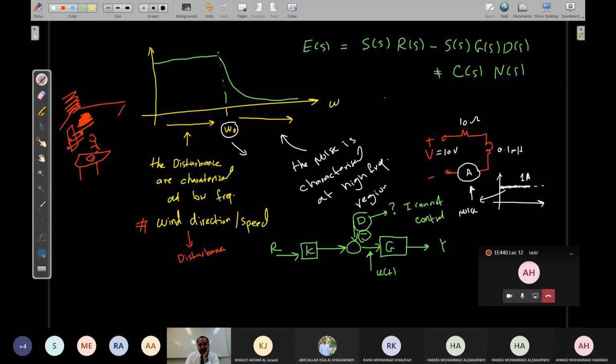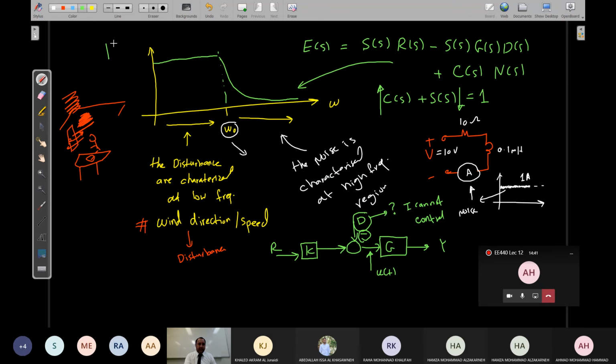Okay. So last time we said that C of S plus S of S is equal to 1. So simply, if I minimize one, I will maximize the other one. So this means that here I'm having a conflict. How can I minimize the error due to the input, due to the disturbance, due to the noise, if I'm having a conflict condition here? Now, the key answer is in the frequency domain.